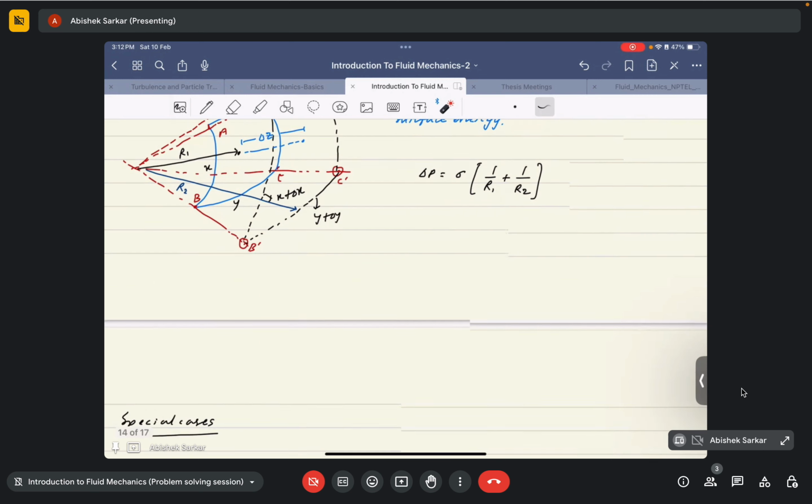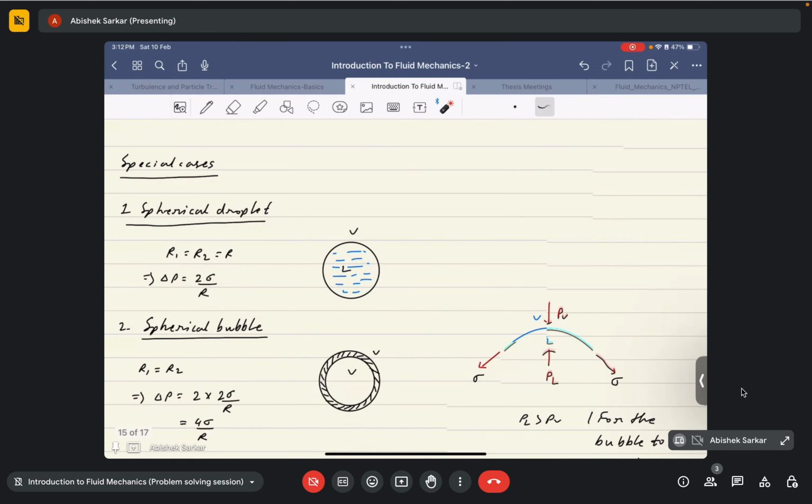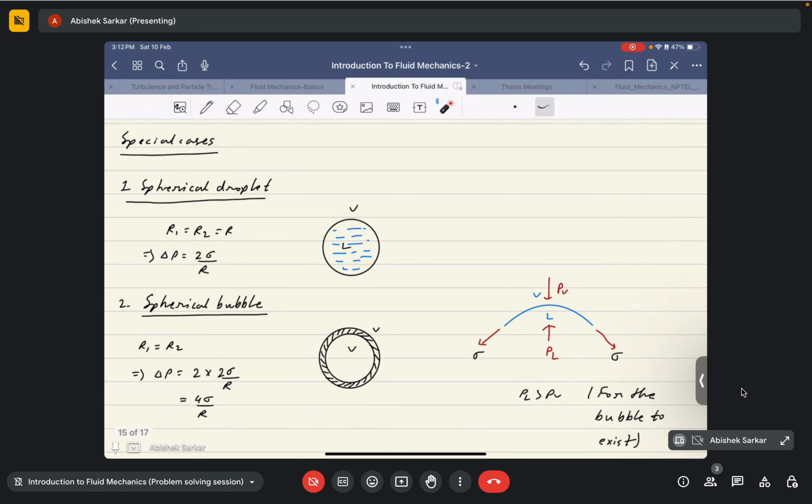Okay, thank you. So then there were some special cases as discussed by Professor Chakraborty regarding the expression for excess pressure in the case of a spherical droplet and spherical bubble, okay? So can you please tell me, what's the main difference between a spherical droplet and a spherical bubble? Or before that, why are we considering the excess pressure instead of the absolute pressure in the case of surface tension? Can you please tell?